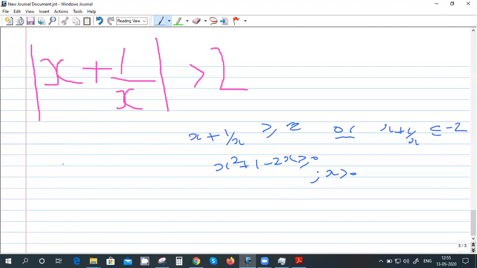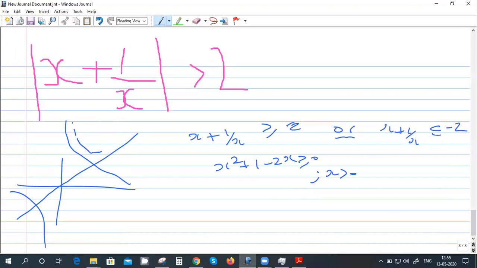another way to look at it is y equal to x is this one, and 1 by x is like this. When I add these two, on this side it will become like this. Minimum is 2. On this side, minimum will be minus 2, or even more than that. And when I take a mod of this, it will flip here. So this is actually valid for all x. This is the final answer.